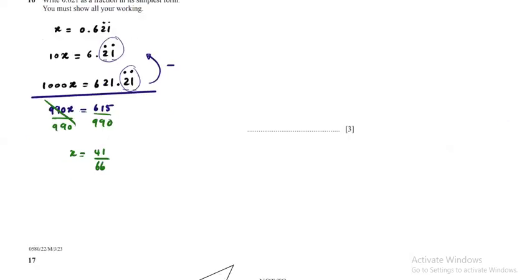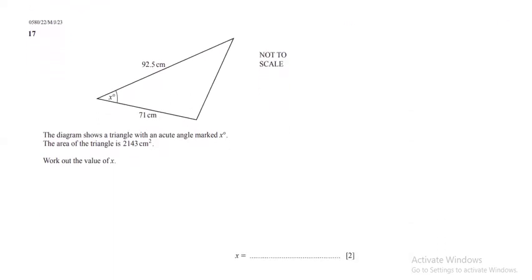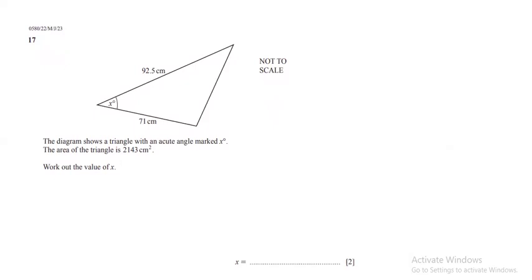Let's move on to the next question. Okay, so these questions are not in order though. These are from different past papers that I have picked, and you can see the code like I mentioned previously. Now in this question, we are supposed to calculate the value of x, and the area of this triangle is given.